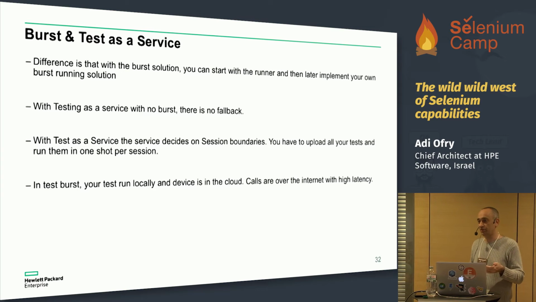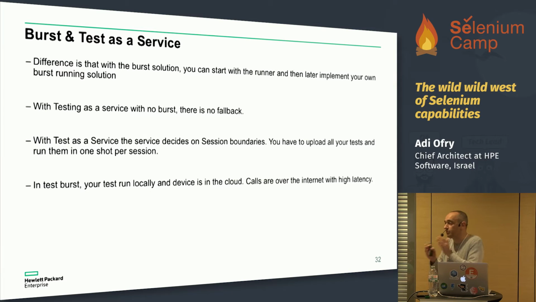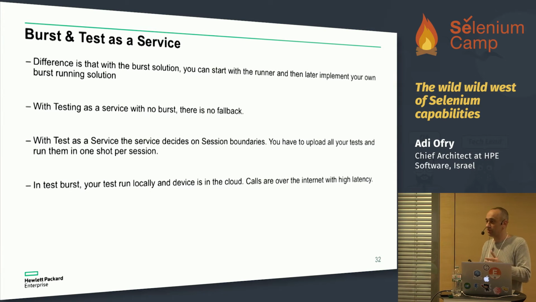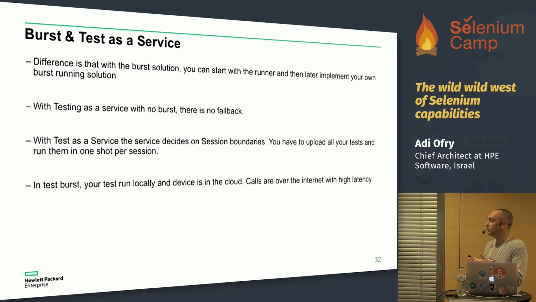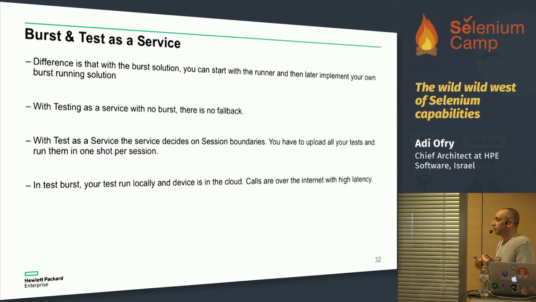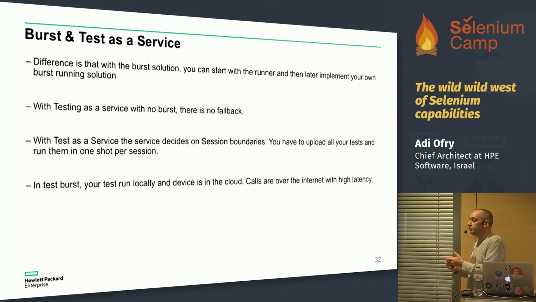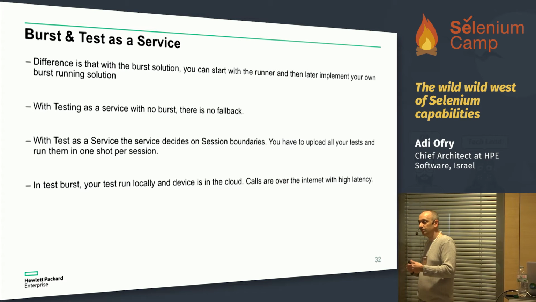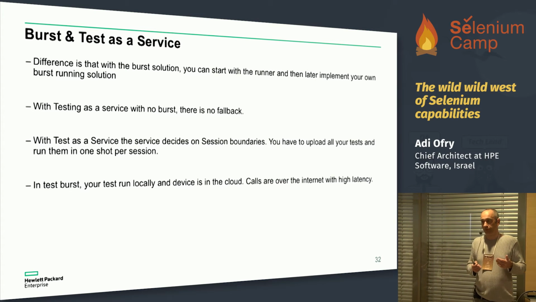The difference is, and you need to understand the trade-offs, I'm not saying there's something good or something bad, but you need to understand what you're doing. The difference is that with a burst solution, you can control the test flow. If you're running and a certain device suddenly disappears in the cloud, that could happen, you want to rerun the test on these devices. The test didn't fail, the device failed. Okay?